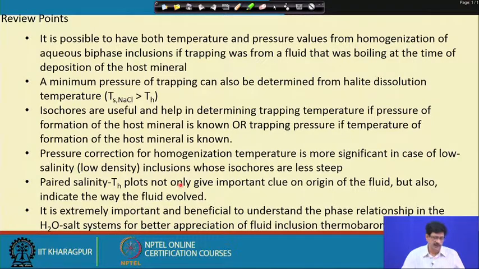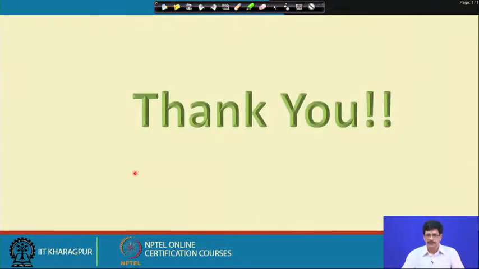And the study of fluid inclusions actually leads us to understand the intricacies of the phase relationships in complex brines, water with variable amounts of different types of electrolytes. So, that brings us to the end of the discussion on the aqueous inclusions, and we will see them again while discussing some case studies. We will continue discussing the other types of inclusions in the subsequent classes. Thank you.